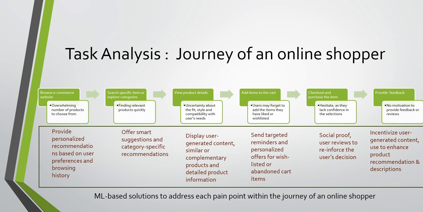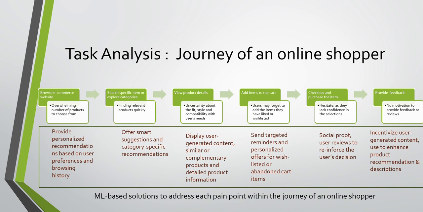So now coming to the task analysis, how does the journey of an online shopper look like? The first step is they open an e-commerce website, and then they search for the specific item via a search bar, or they start exploring the categories. Once they find a particular product, they add the item to the cart, then they check out, purchase, and provide feedback. This is a straightforward task journey when there is no friction, but at every step of the process the user experiences some friction.